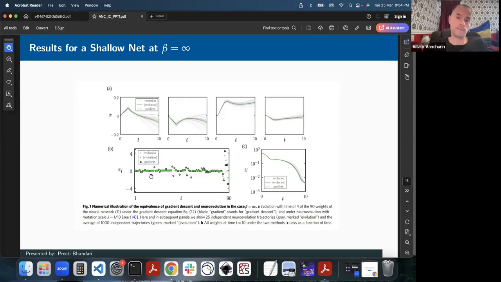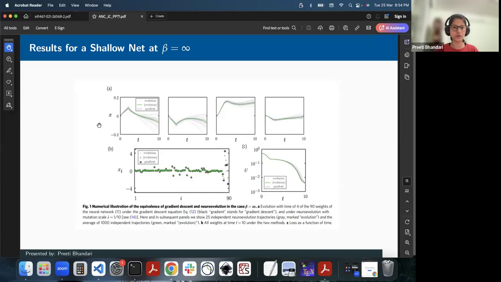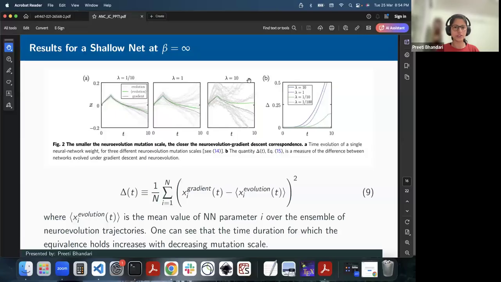So, okay, good, thanks. So this is now for the shallow network only, beta is equal to infinity. But here I showed the result for the same lambda, so your mutation scale was the same everywhere. Here you have varied your mutation scale. So basically, as you increase your mutation scale, you can see that the equivalence starts breaking. And this can be quantified with this parameter delta, which is telling the difference between the two weights. And when your mutation scale is very small, which is 1 by lambda, you can say that the equivalence holds for much longer time. And as you decrease your lambda, this equivalence starts breaking.